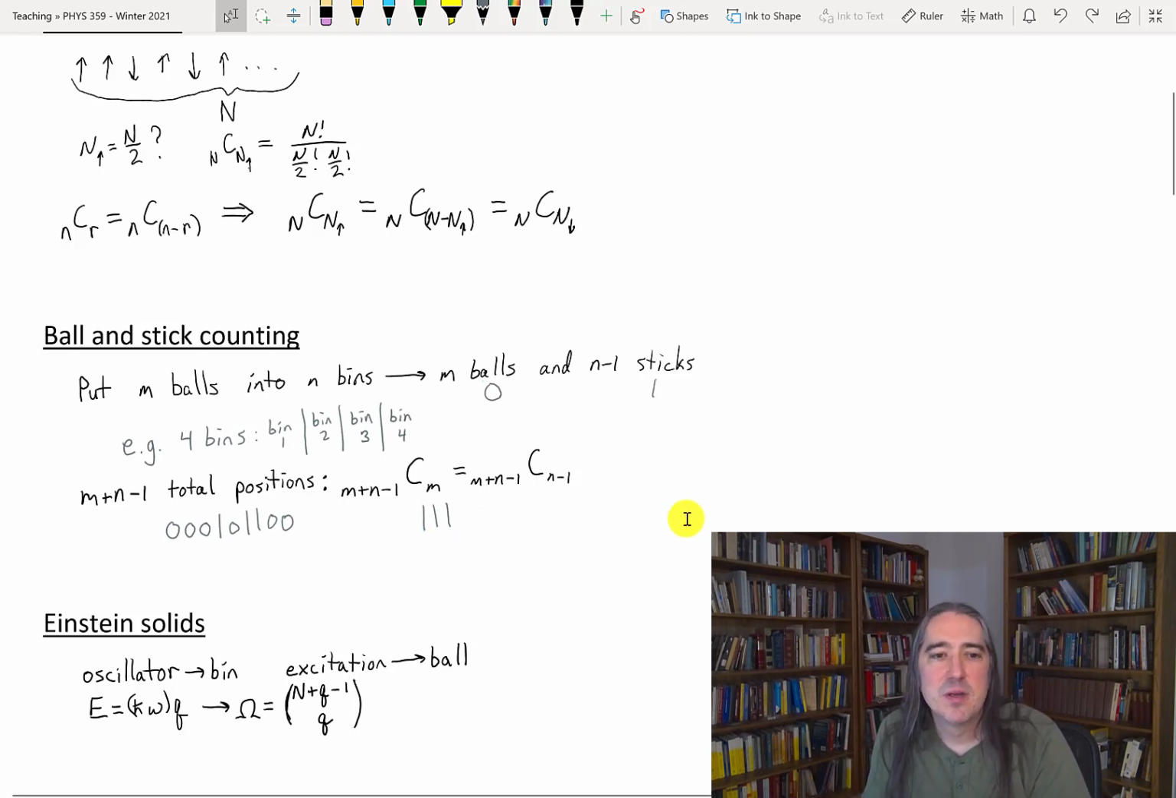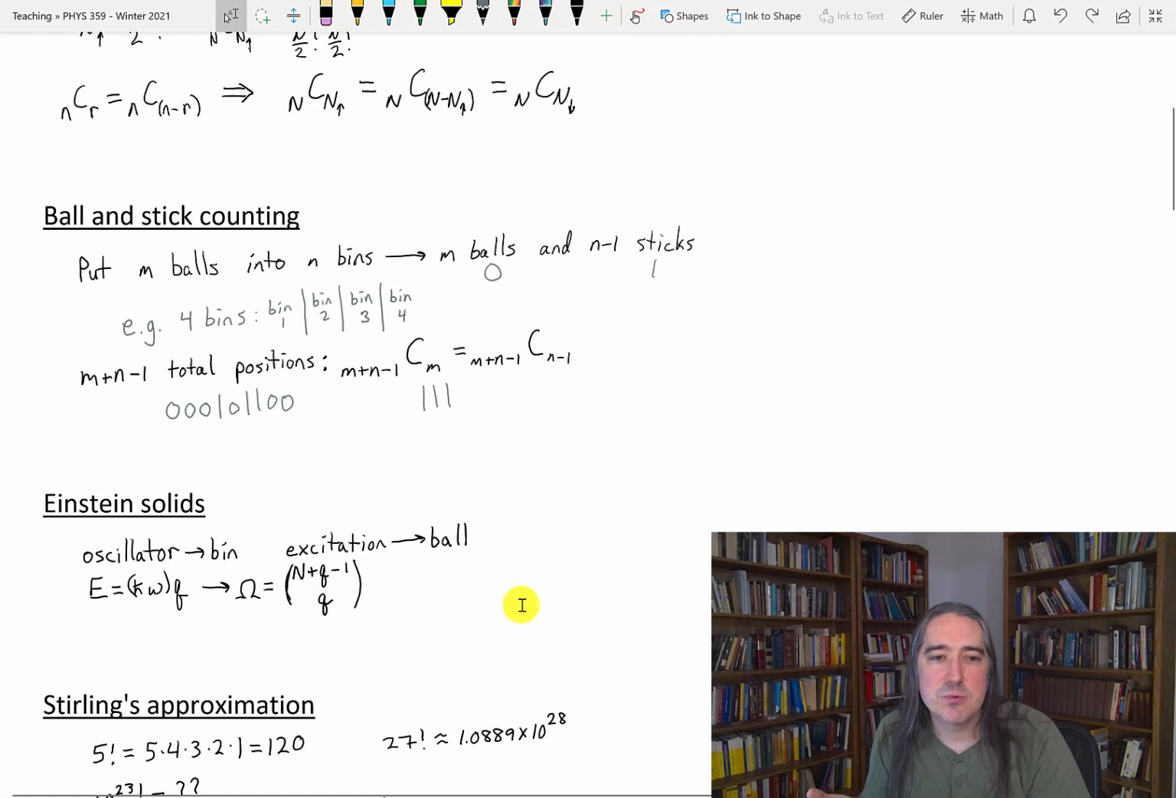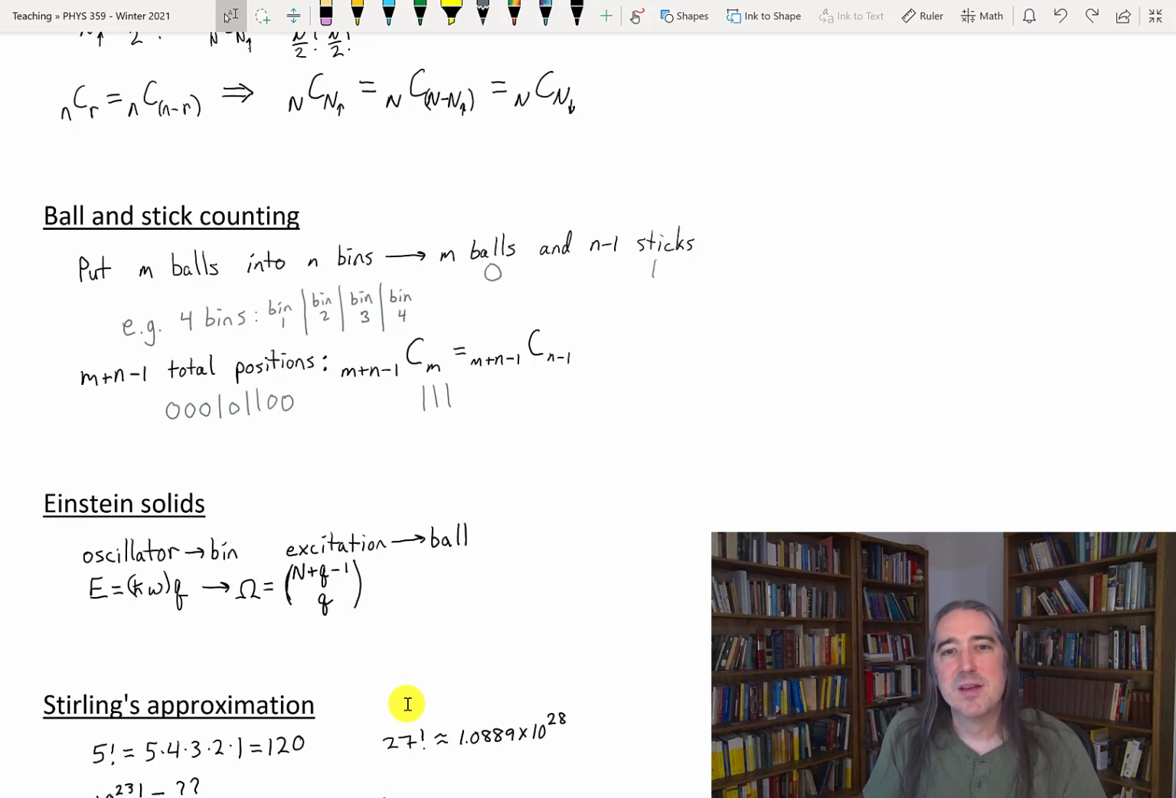So that idea is how we convert from how can I fill bins into this simple combination formula. An application of this in physics would be Einstein's solids. So this was something that you learned about last term, or whenever you took 358. The idea of an Einstein solid, it's a simple linear model of a solid. It says, suppose I have a huge number of harmonic oscillators, and I also have a huge number of excitations of the oscillators. So you can think of this as like the atoms in a crystal, right?